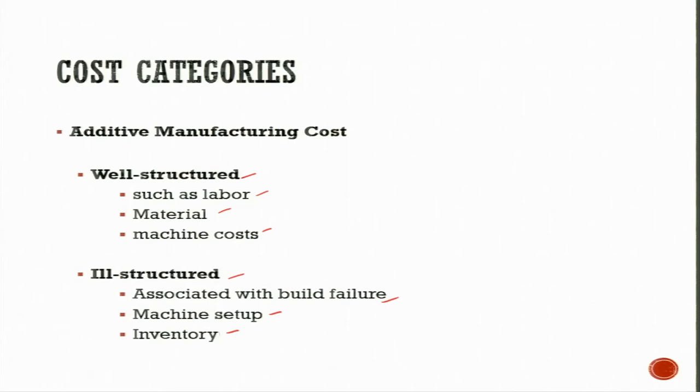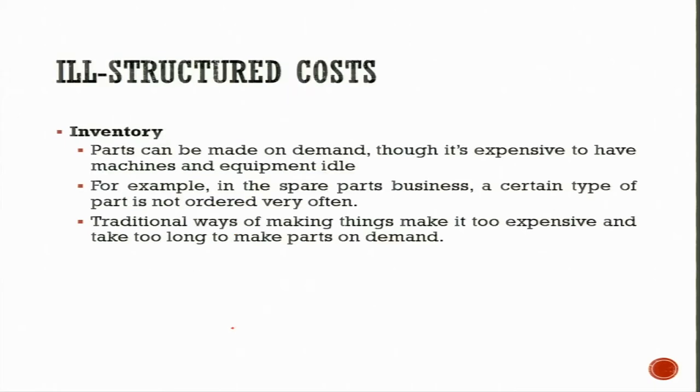Inventory, as I just discussed in the previous slide. Starting from inventory itself, the ill-structured costs. Parts can be made on demand, though it's expensive to have machines and equipment idle. For example, in the spare part business, a certain type of part is not ordered very often. Traditional ways of making things make it too expensive and take too long to make parts on demand. So that is why the parts are to be kept in reserve, which is known as inventory.